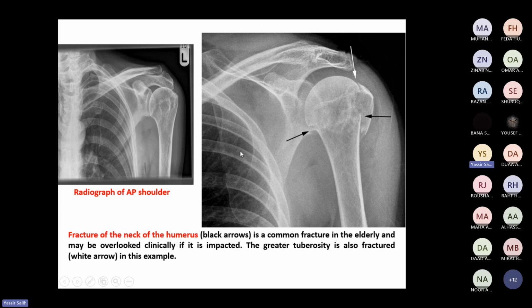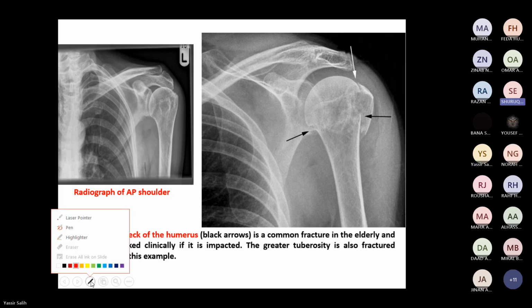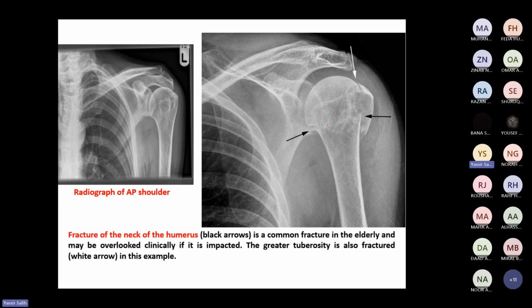Look at this one. Is it normal? No, it's fractured. Where is the fracture? Head of the humerus. There is a fracture in the head of the humerus. Is it clearly seen? In the neck, or the head? In the neck, this is the neck. Fracture in the neck. Not clearly.